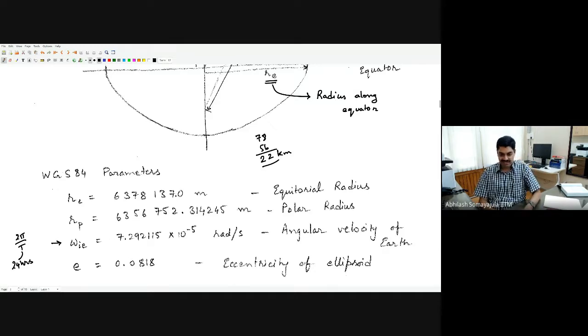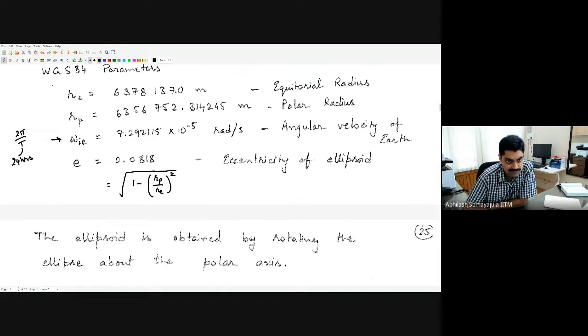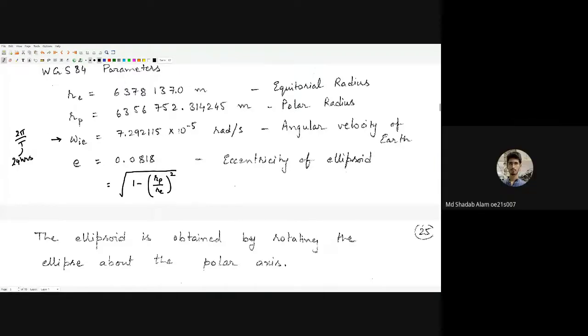Now, the eccentricity of the ellipsoid is defined as the square root of 1 minus (RP by RE) squared. Okay, and that eccentricity of the ellipsoid for the Earth is about 0.08. So it is more or less closer to a sphere, but still it is not exactly a sphere. Is that making sense, what I mean by this? Yes, no? Yes, sir. All right.